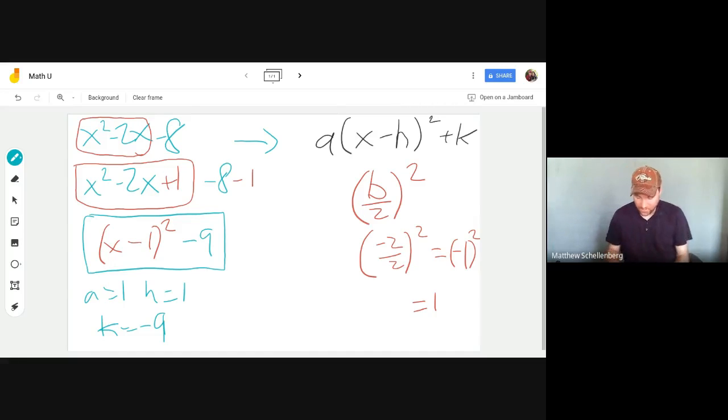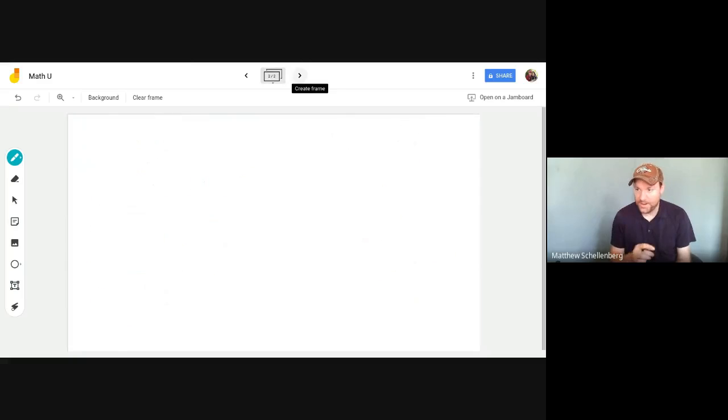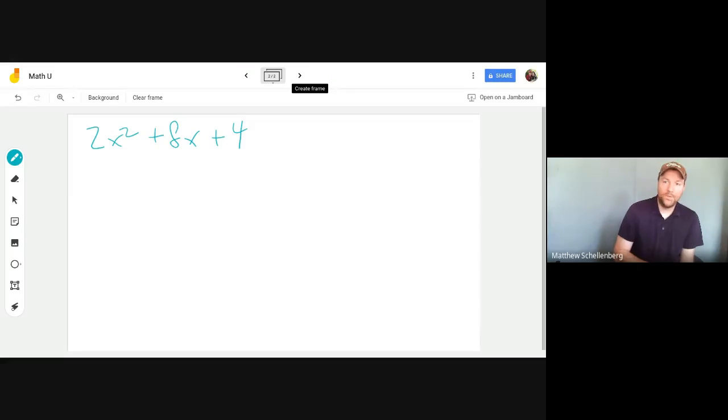That's my first example where the a equals 1. That, I think, is the easier one. Let's go do one that's just a little bit harder. So we have here 2x squared plus 8x plus 4. And we need to convert this into the AHK format.